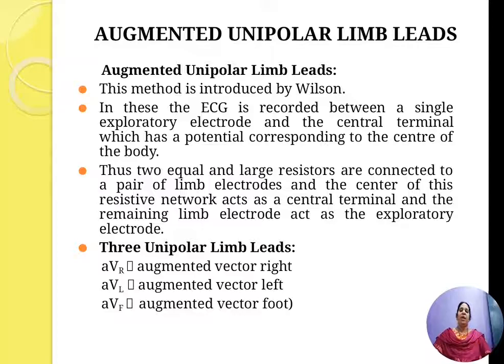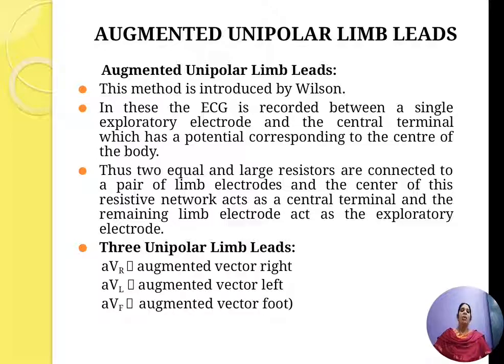Augmented unipolar limb lead. This was introduced by Wilson. In this, the ECG is recorded between a single exploratory electrode and the central terminal, which has a potential corresponding to the center of the body.